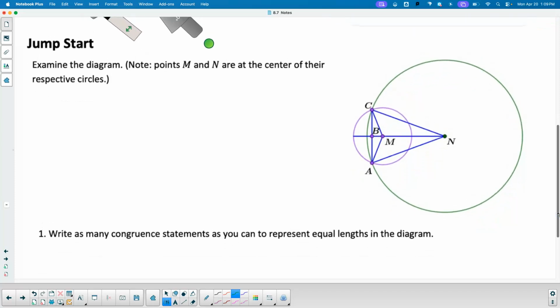So examine the diagram. Points M and N are the center of their respective circles. Give me a congruent statement, like side BM is equal to side BM, or it's congruent to BM. That would be a congruent statement. Give me one congruent statement out of this diagram.